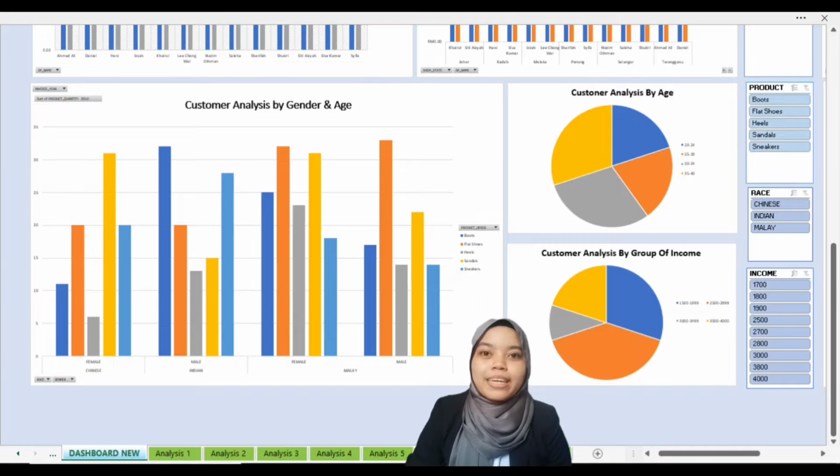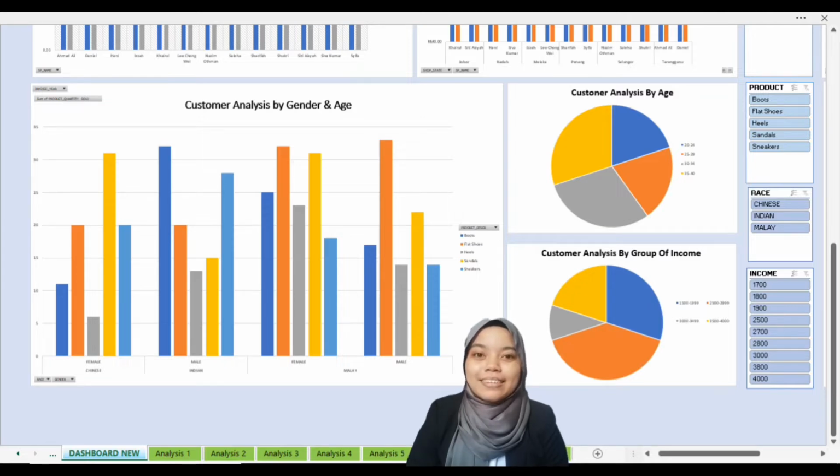Second, from the customer analysis by age, we can say that our products are suitable for young adults and middle-aged adults with a range of age 20 years old to 40 years old. This is because they need shoes for daily activities such as going to work.